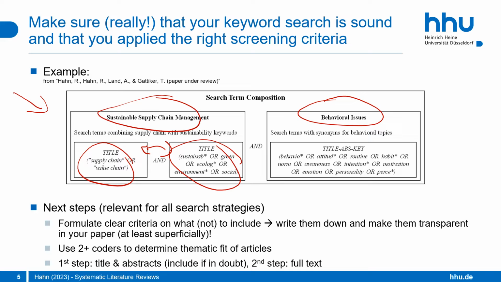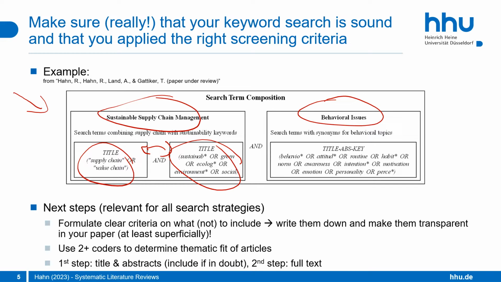The next steps that I usually then do are relevant for all search strategies, not only for the database search. They are also going to be relevant for the journal-based search and for the seminal work-based search that I'm going to explain in the next couple of slides. So that's relevant for all of them. You need to formulate clear criteria on what to include in your literature review and also what not to include. There are usually decisions that you have to make about when a topic is relevant for you and when not.